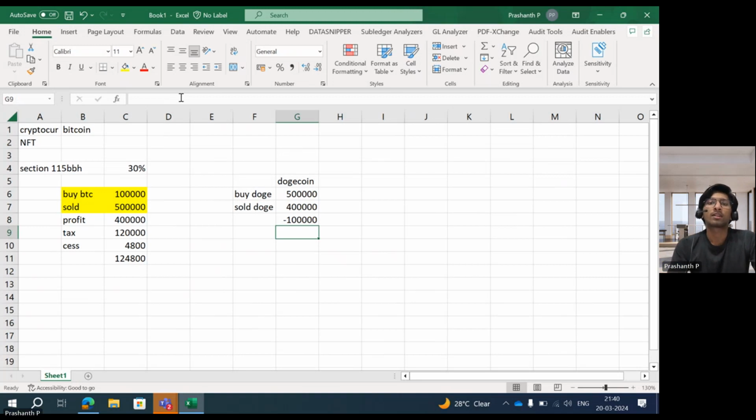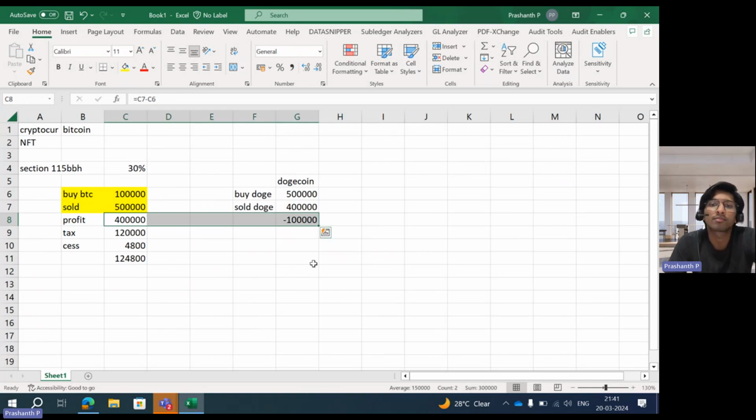Now let us discuss. You earned a profit of 4 lakh rupees by selling Bitcoin, and you incurred a loss of 1 lakh rupees by selling Dogecoin. Can you set off this loss while filing your ITR? The answer is no. You will have to pay tax on 4 lakh itself. You cannot show your income from cryptocurrencies as 4 lakh minus 1 lakh, which comes to around 3 lakh rupees. No. Tax will be paid on the profit which you have earned. You cannot set off this loss against the profit earned from other cryptocurrencies. Even if you incur a loss in Bitcoin itself, you cannot set off, and you also cannot carry forward the loss. Tax will be calculated on 4 lakh itself.